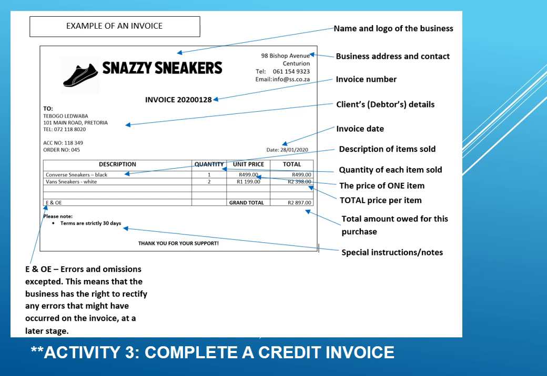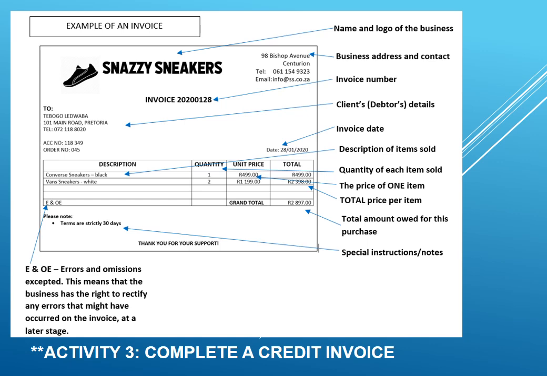Now, this is usually used more when, again, a business orders from another business. They might generate an order form or a requisition from their side and then send it through to say, listen, we want to buy this and this from you. Here is our order number. So then it can also be displayed on the invoice.